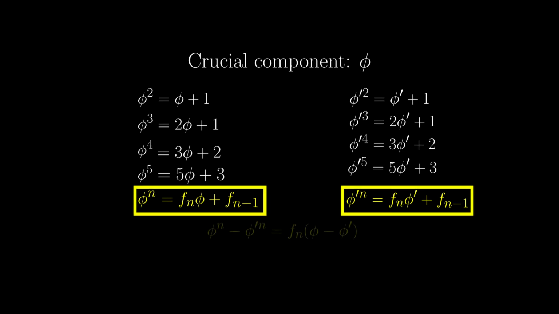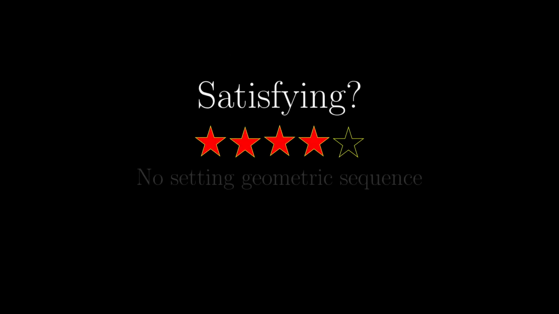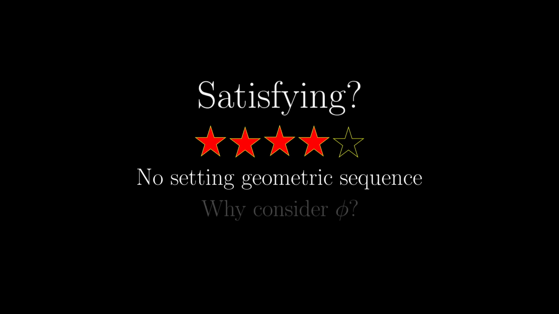Now consider the difference of these two expressions. So now we can obtain an explicit expression for Fn. Now this proof is pretty satisfying, considering that it does not assume geometric sequence at the start. But there is just one very small problem. It is a bit strange that we consider the golden ratio in the beginning when it has no apparent relationship with the Fibonacci sequence.